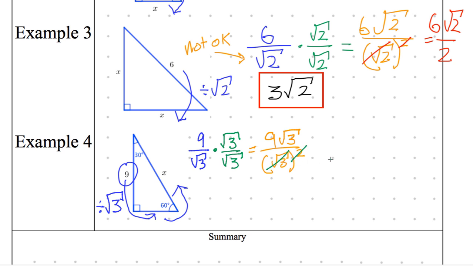The square root and the square cancel each other out to be left with 9 times the square root of 3. 9 square root of 3 over 3. Perfect. And we're on to our final step. Thank you, Beverly.